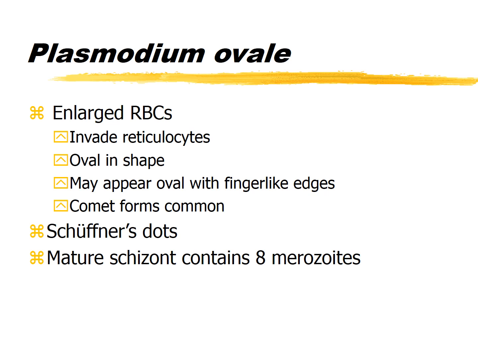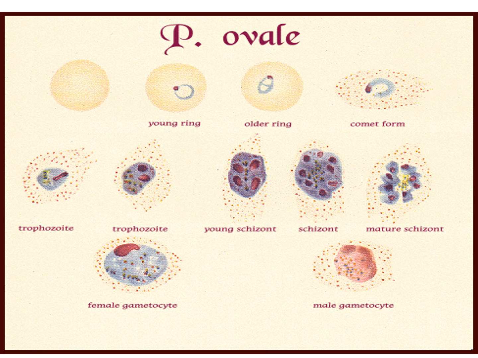Plasmodium ovale invades reticulocytes also, so it invades the red blood cells. It's oval in shape. You may see finger-like projections on the trophozoites. You also will see what looks like comet forms. Schuffner dots are present, and the mature schizonts contain 8 merozoites. These are the pictures of ovale.